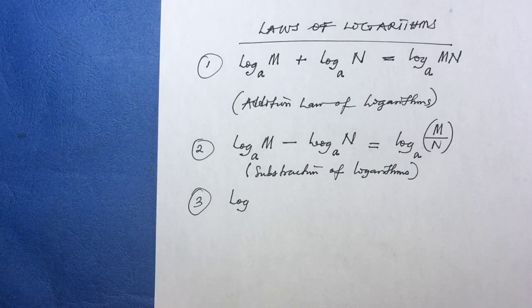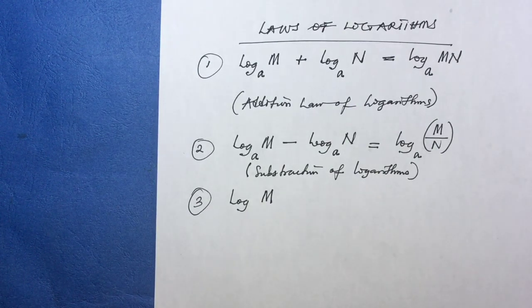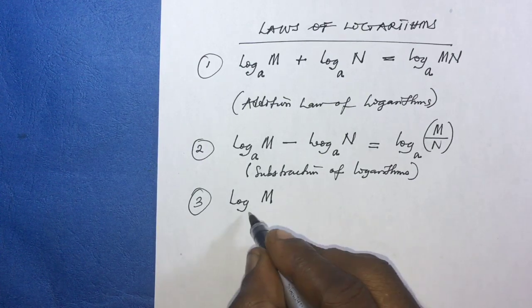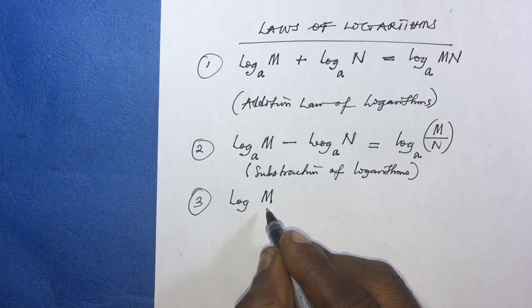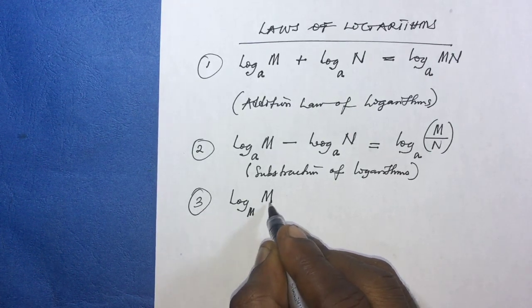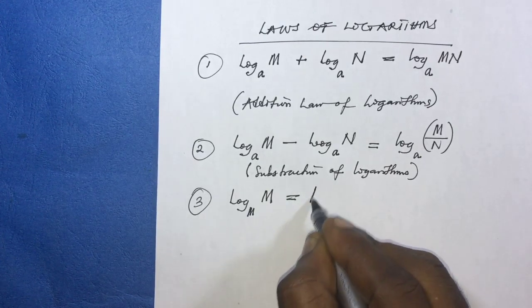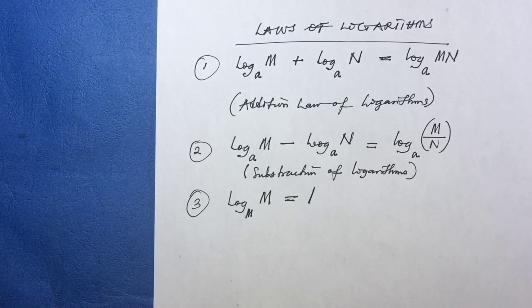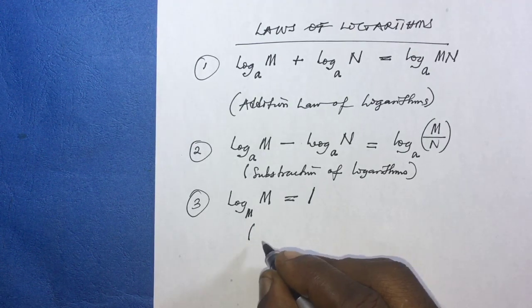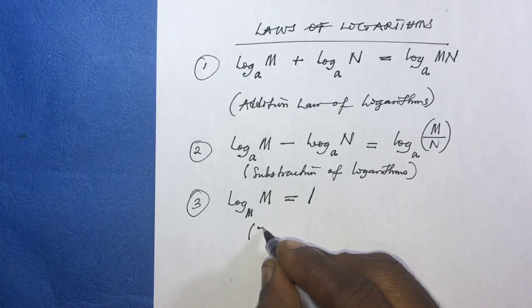Okay? So, the next law is this. This law describes a situation as this. When you take the logarithm of a number m in a base that is equal to m itself, that is log m base m, your result will be 1. So the logarithm of a number in a base equal to that number is 1. I'm going to call this law the law of identity.